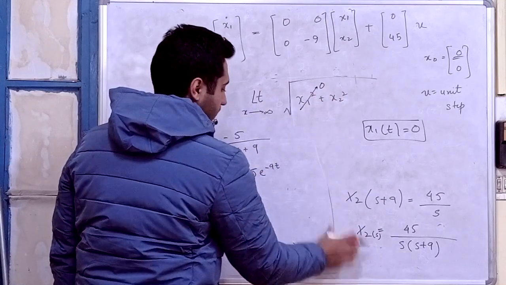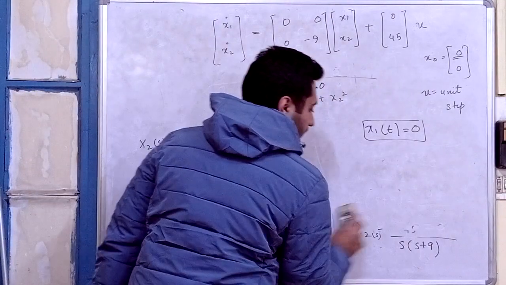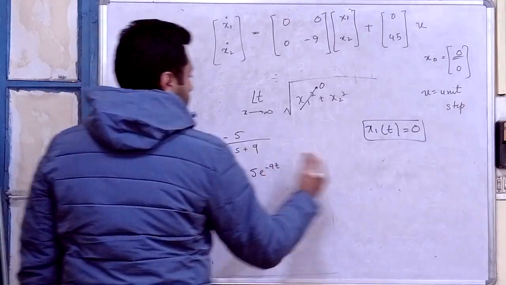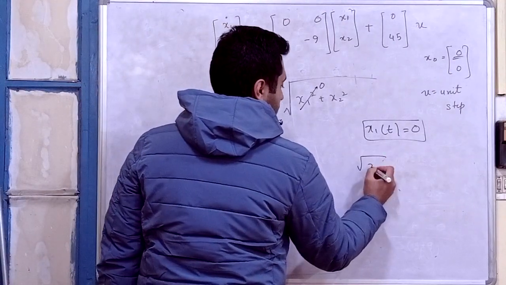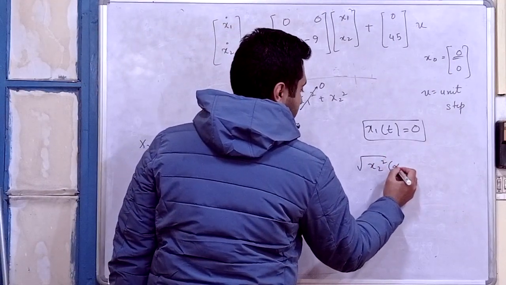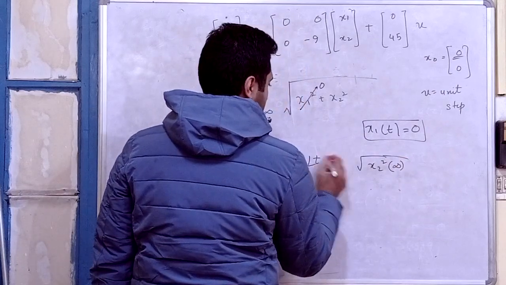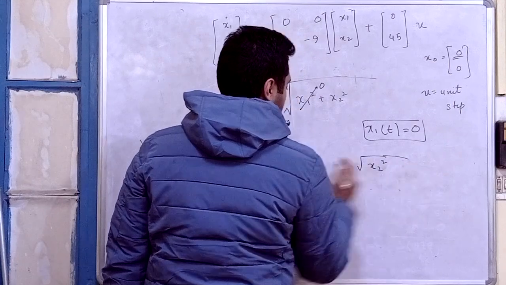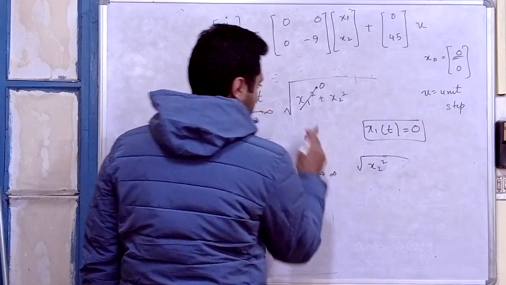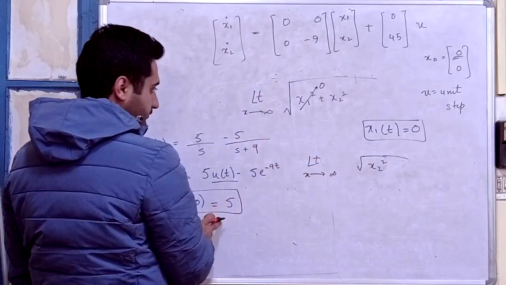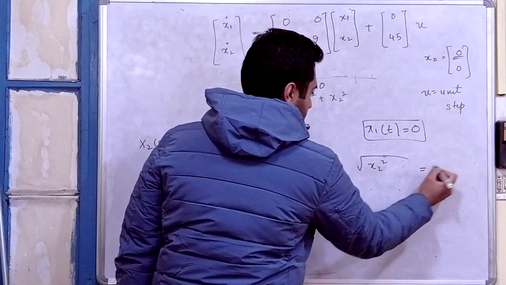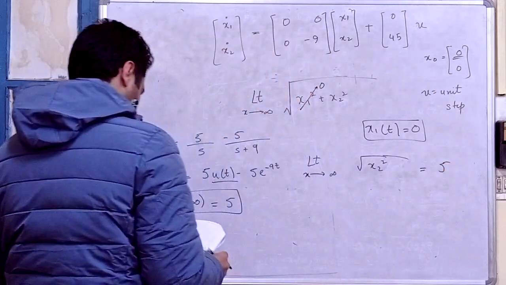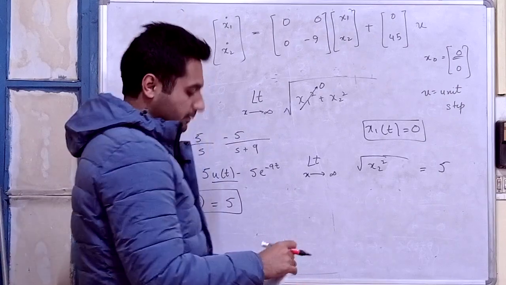So it's just what? So it's just under root of x2 square at infinity. Or x2 hi likh lo, when t tends to infinity. Hai na, x1 to 0 ho gaya. Under root of 5 square. So simply you will get 5. Isme ek aur tarika aap kar sakte ho.